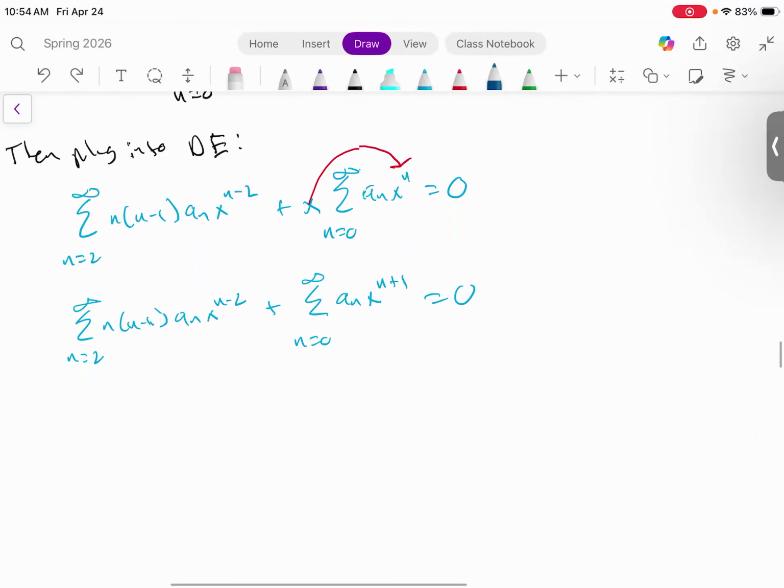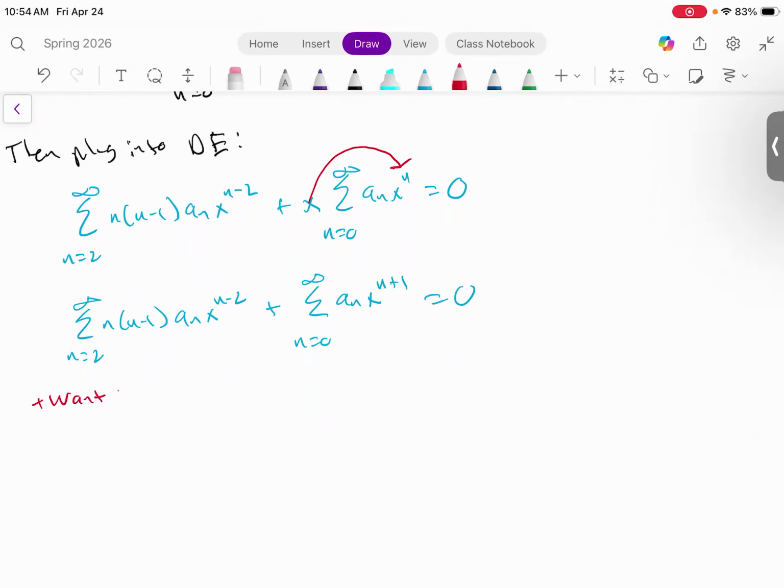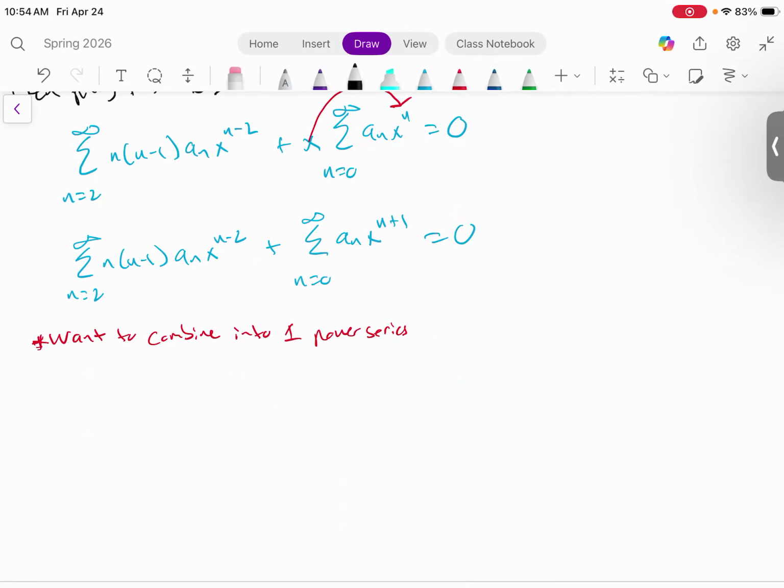Okay, great. So we've done a couple of these previously, but yeah, we want to combine this into one power series. So there's a couple of things we need to do. We need an index shift. Maybe we need to peel off. So the first thing I'm going to do is make sure we all have x to the n. So now we want to have all x to the n. So what I want to do first is index shift. So we're going to index shift both terms.